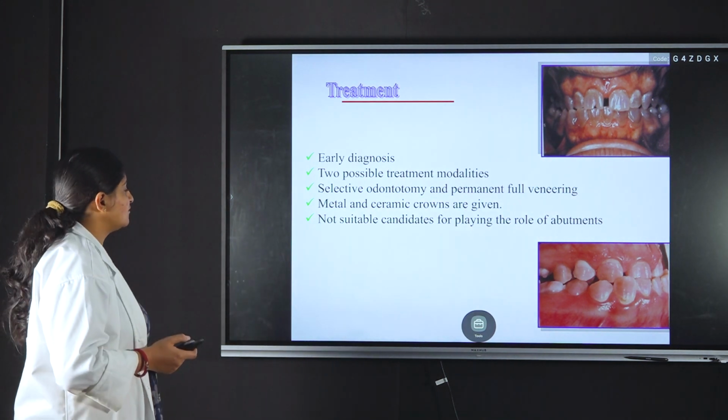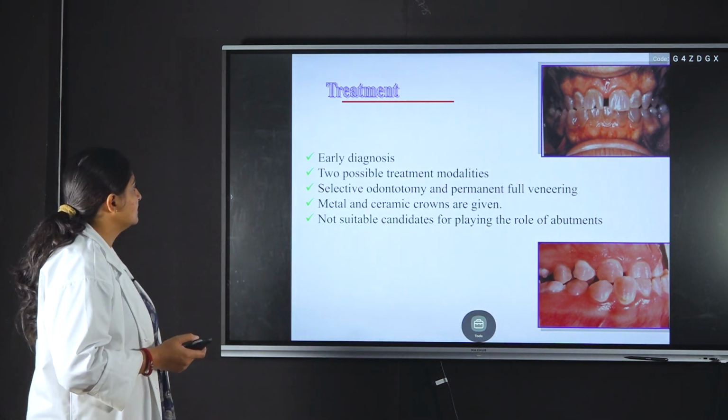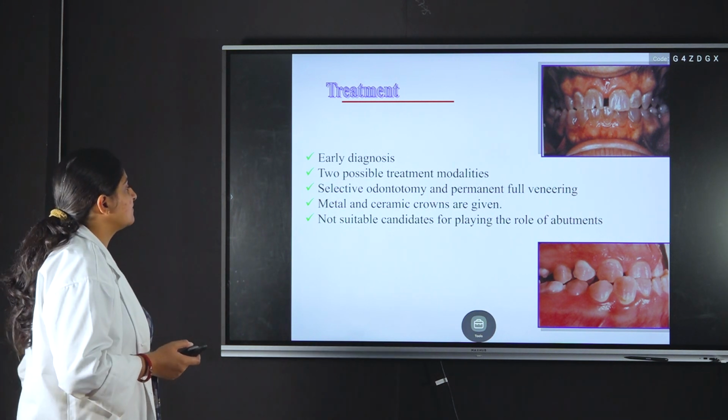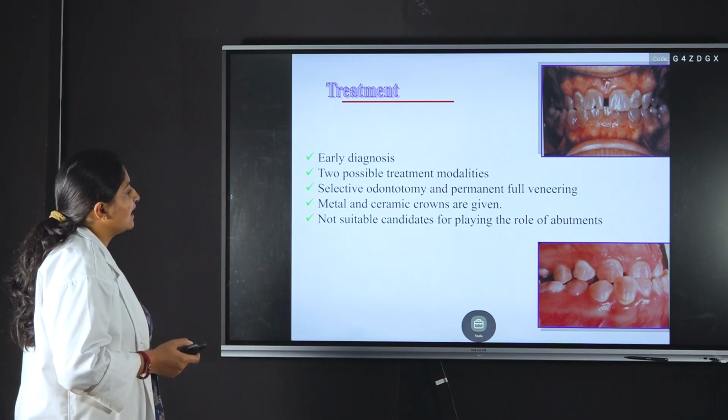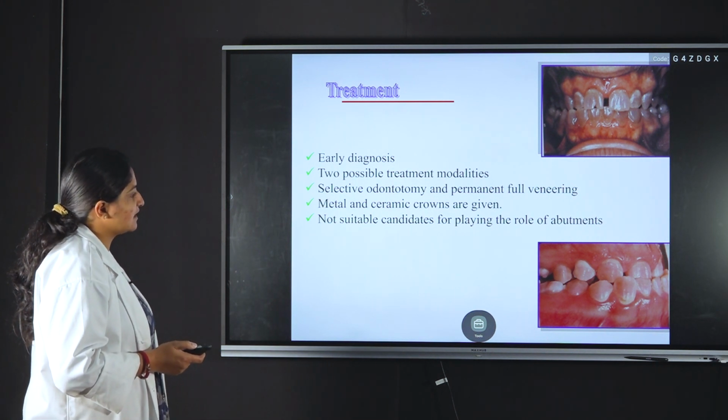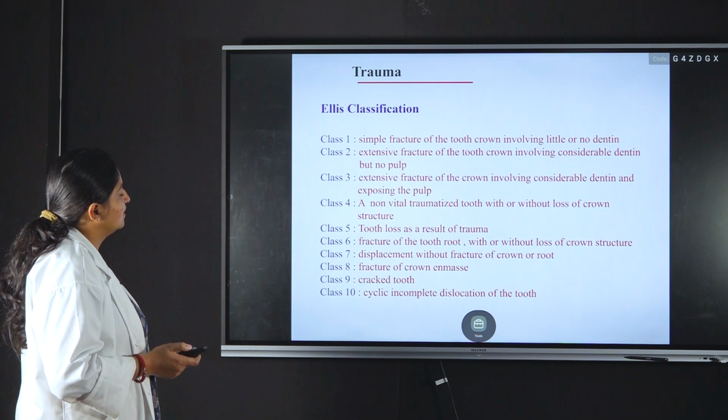Coming to the treatment modality of dentinogenesis imperfecta, it is the same as for amelogenesis imperfecta. It is early diagnosis. Two possible treatment modalities: selective odontotomy and permanent full veneering. Metal and ceramic crowns are given; they are not suitable candidates for playing the role of abutments.